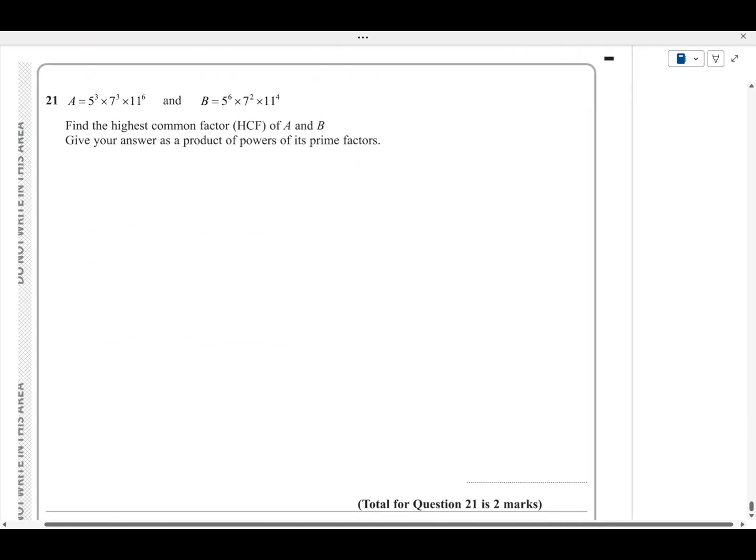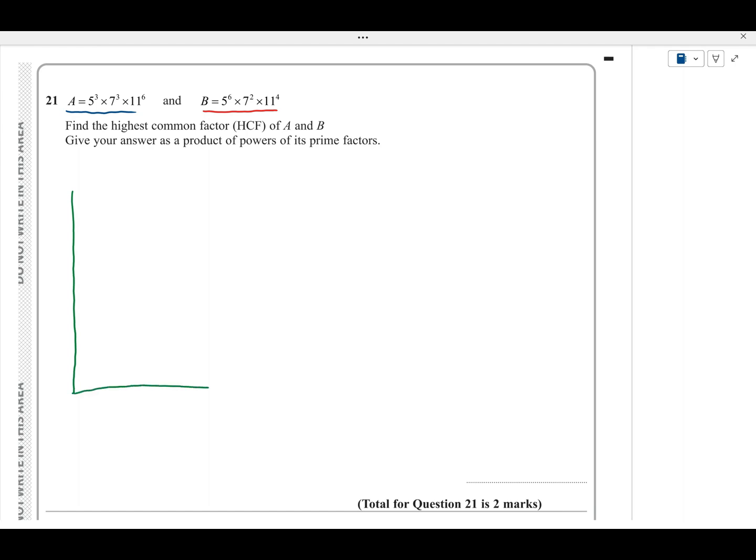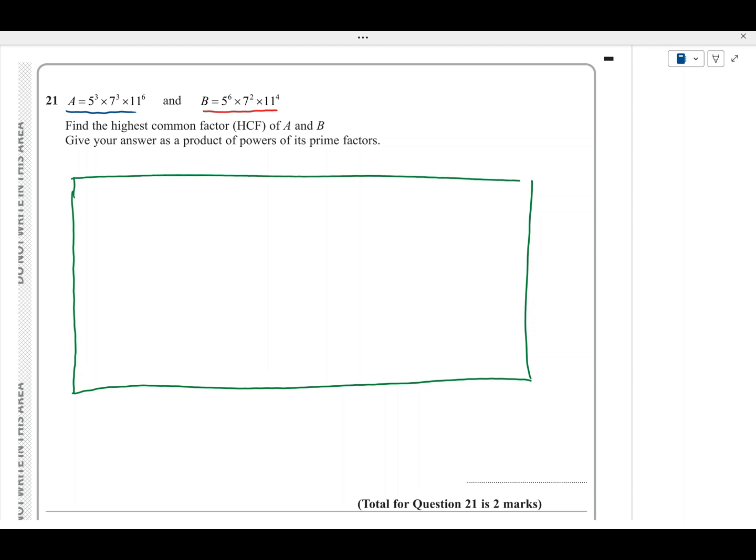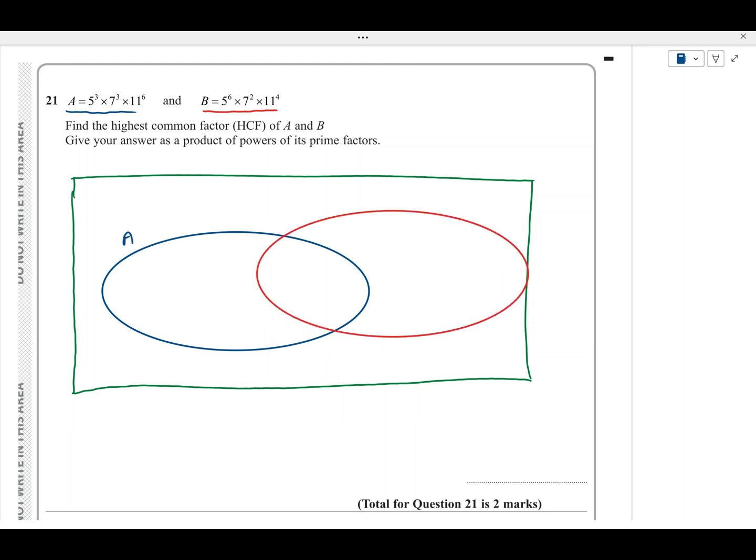Question 21. I've got A in terms of prime factors, B in terms of prime factors. I'm asked to find the highest common factor. Give your answer as a product of primes. I'm going to draw a Venn diagram here. I'm going to have A in here and B in here. The factors of A and the factors of B. Now what shall I put in them both?